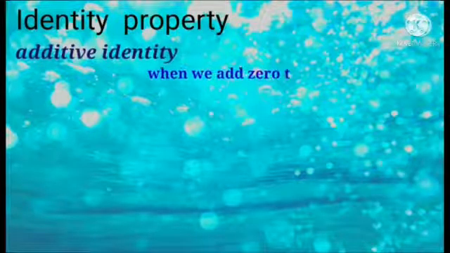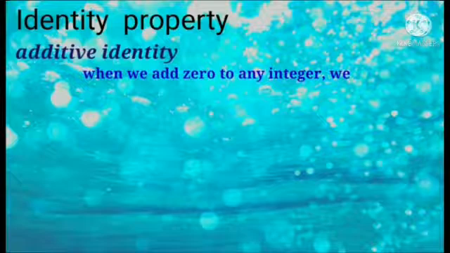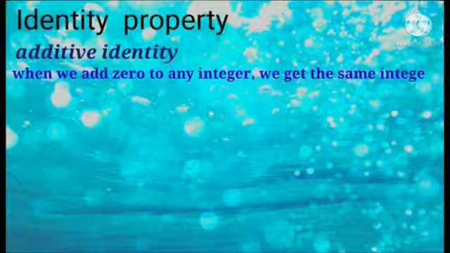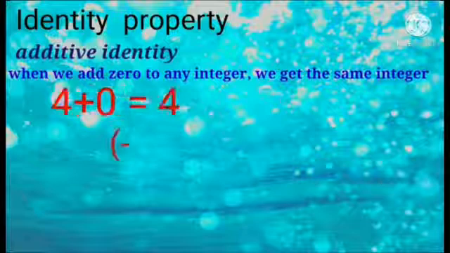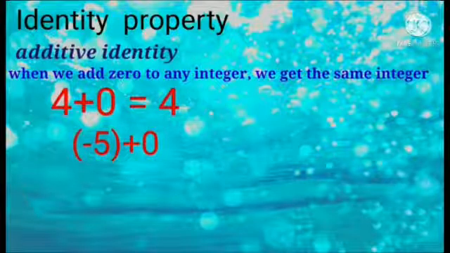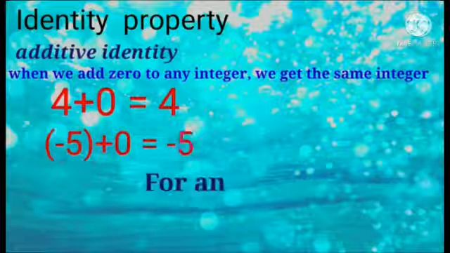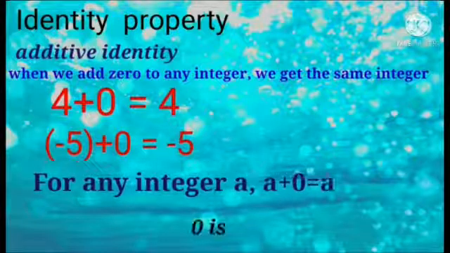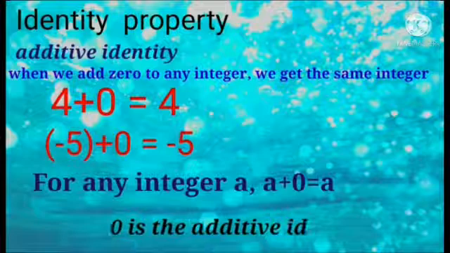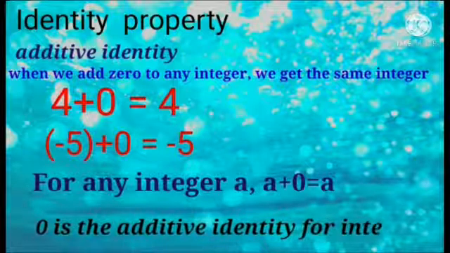Identity property. When you add 0 to any integer, you get the same integer. For example, 4 plus 0 equals 4, minus 5 plus 0 equals minus 5. So for any integer a, a plus 0 is equal to a. So here 0 is called the additive identity for integers.